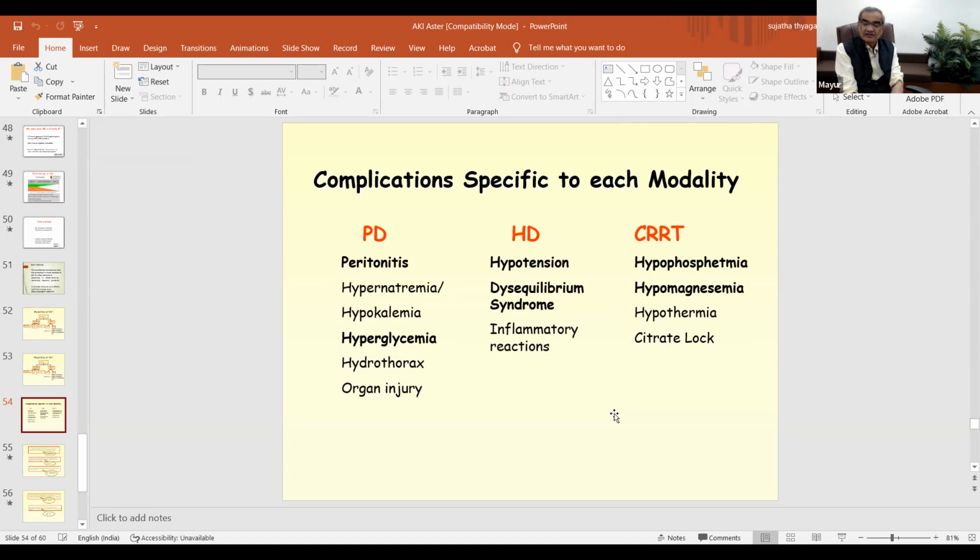This is all to prevent disequilibrium syndrome if you have very high levels of urea. So you don't want to drastically drop them. Hemodialysis is quite efficient that way, but sometimes too efficient. And in CRRT, hypophosphatemia and hypomagnesemia are commonly encountered, which are not seen so much with hemodialysis or peritoneal dialysis. And hypothermia, because it's a continuous process.